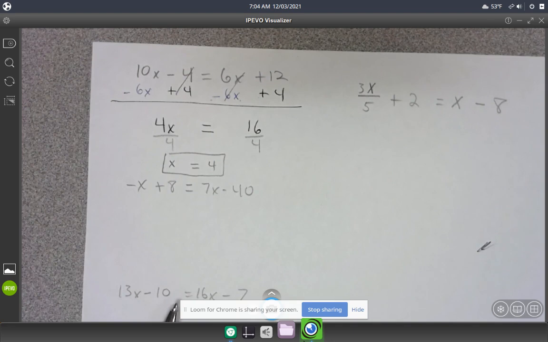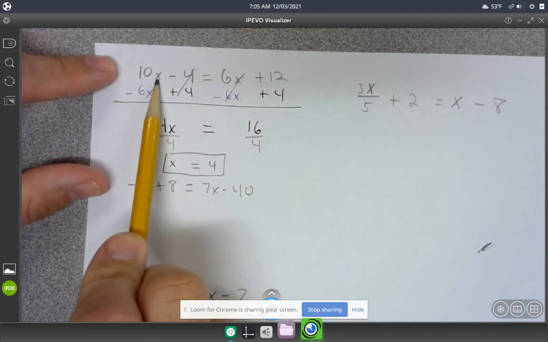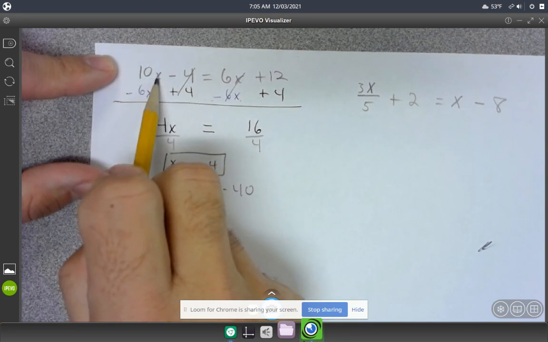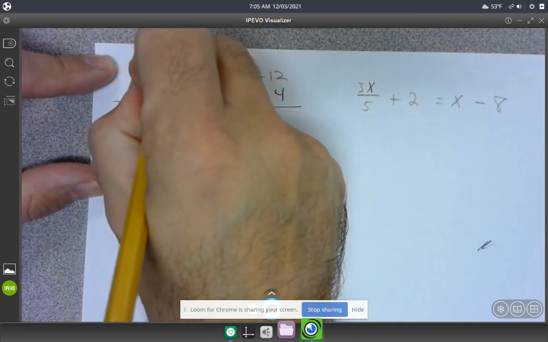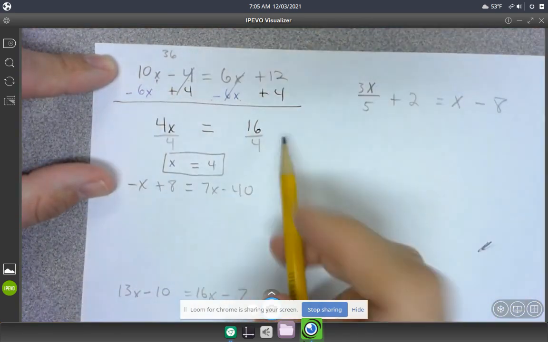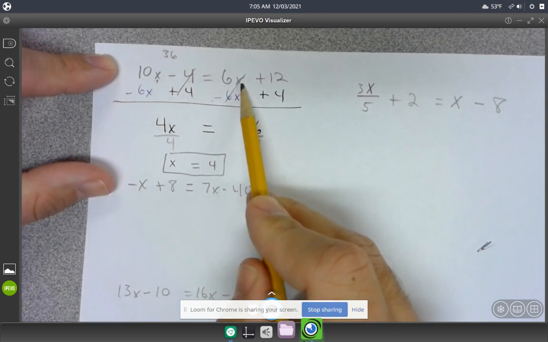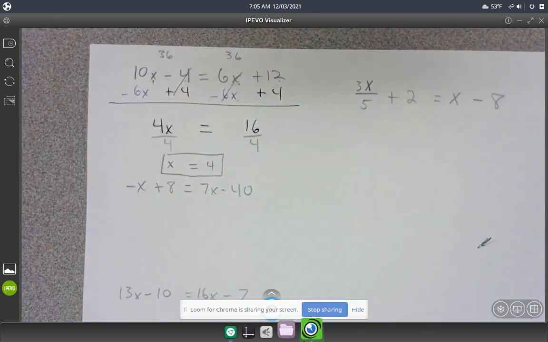Now, again, if you wanted to, you could plug 4 back in for x in the original equation and make sure that the equation balances. So if you pretend that x is equal to 4, it would be 10 times 4, which is 40, and then 40 minus 4. You get 36 on the left side. Then you do it on the right-hand side too. 6 times 4 is 24, and then 24 plus 12 is also equal to 36. And that's what we were shooting for.